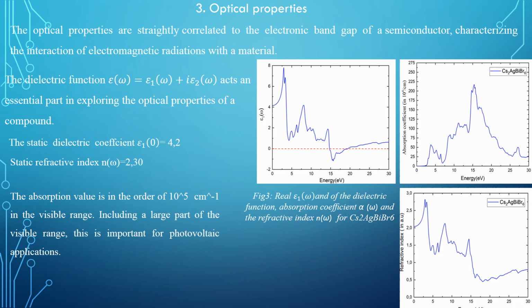The static dielectric constant and refractive index are as shown. The absorption value is in the order of 10 to the power of 5 in the visible range, covering a large part of the visible range. This is important for photovoltaic applications.